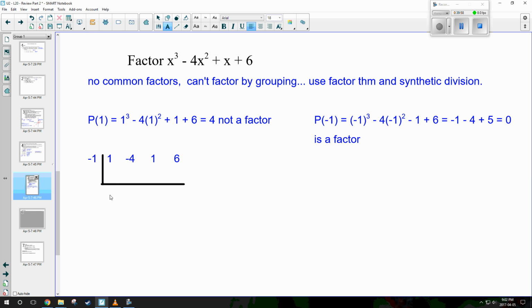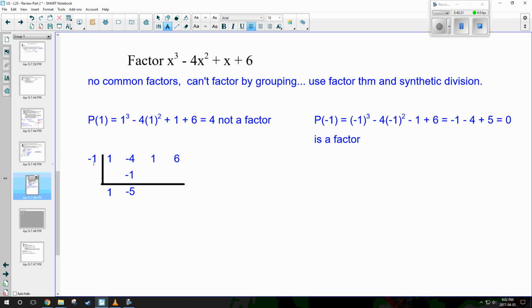Then in terms of our synthetic division, remember we always carry down the first number. So we get a 1 down at the bottom. And then we take that number and multiply it by the number out front. So -1 multiplied by 1 gives us a -1. And then we add up our column here. So -4 plus -1 gives us a -5. And then we repeat that process.